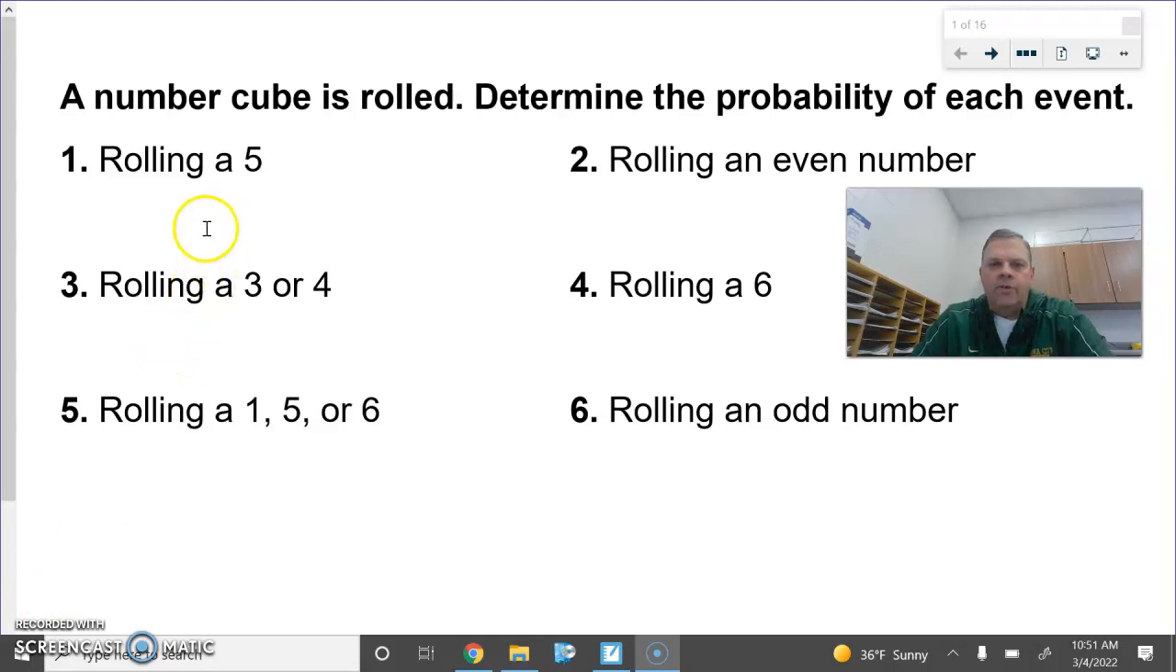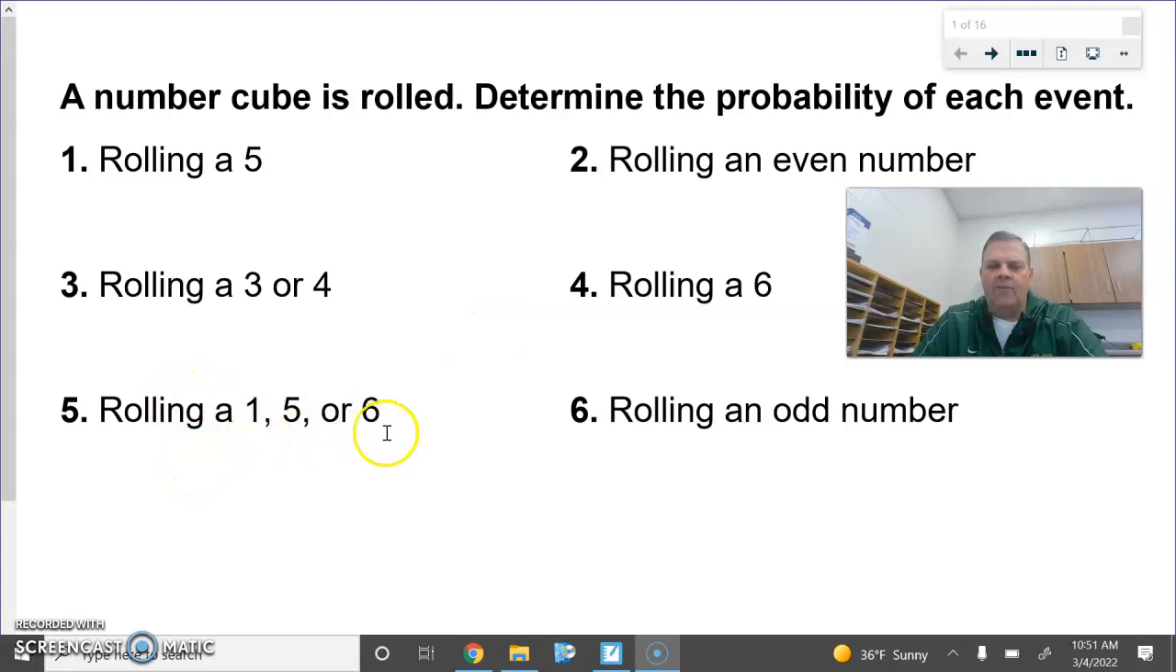In the first one, rolling a 5, there is 1 option out of 6, so our fraction is 1/6. Rolling an even number, we've got 2, 4, and 6, so that's 3 out of 6. Simplified, that would be 1/2. Rolling a 3 or a 4, there are 2 out of the 6, so when I simplify 2/6, I get 1/3. Rolling a 6 will only give me the 1 number out of 6.